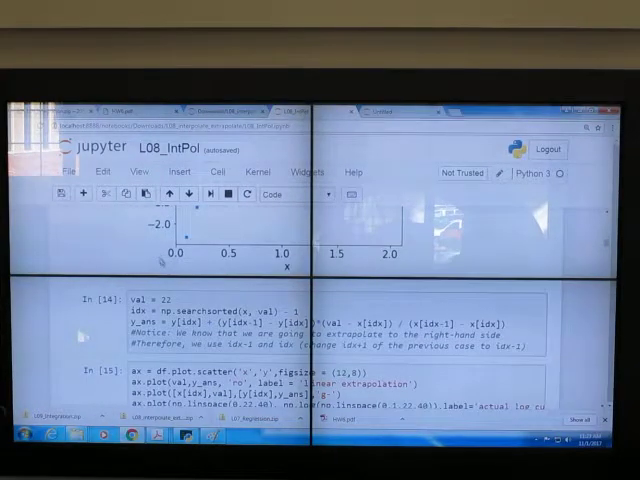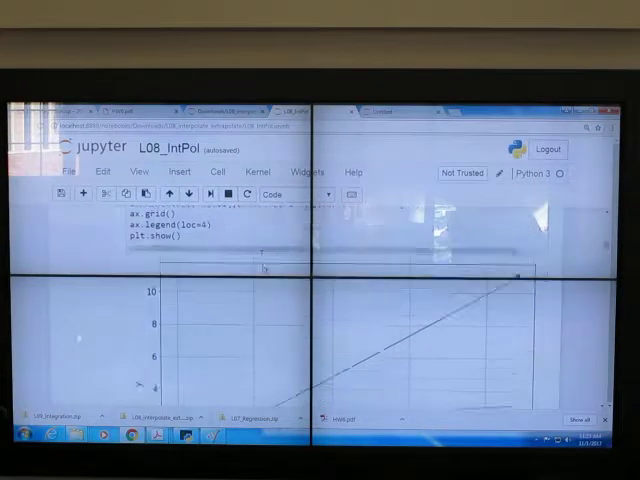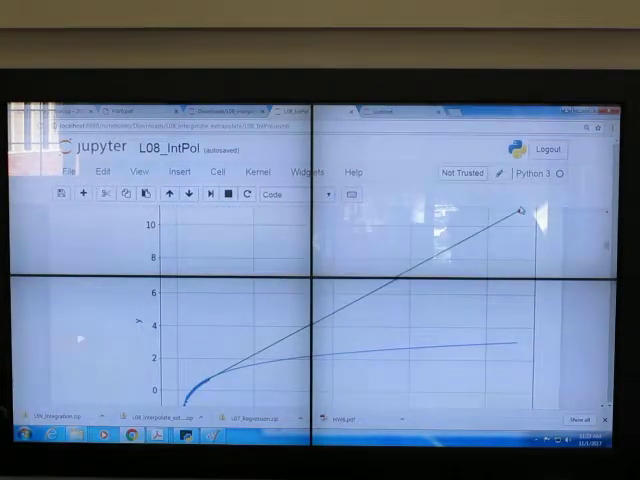So I use searchsorted minus 1 as before. I use the formula. Okay, I plot it. It is fine. It gives me the red dot. Run the cell, please. Do you get the same thing, or it doesn't work?